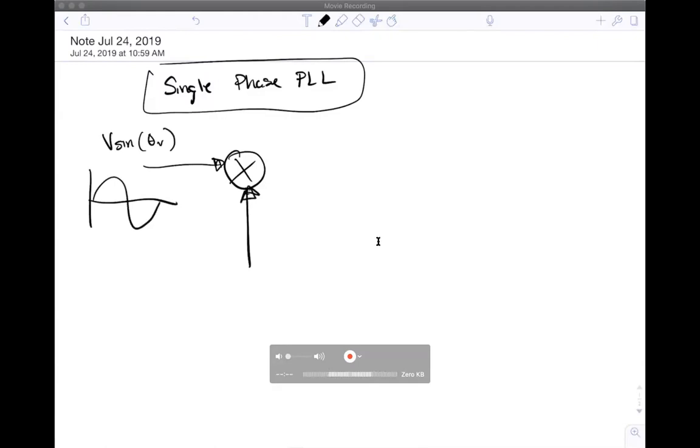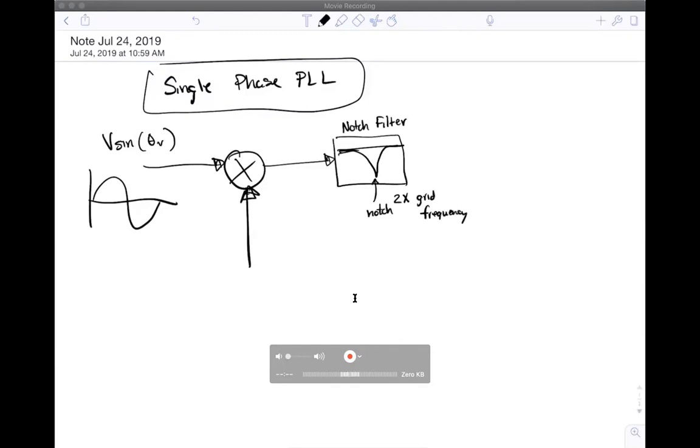And so what we're going to do first here is pass this through a notch filter. This is something that Richard had mentioned earlier, and I'll talk about this in depth, what this is, why it is. But if we look at the gain, it's going to look like this. And this is where the notch is. Essentially, we're going to block a frequency. We're going to notch at 2 times grid frequency. So essentially, we just want to get rid of that component, whatever is in there.